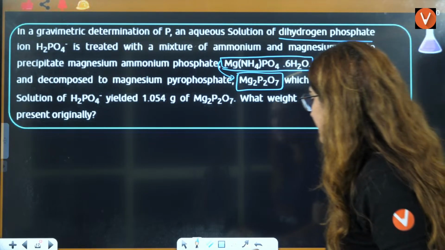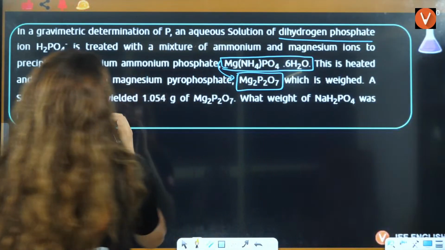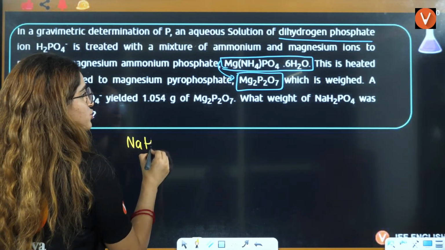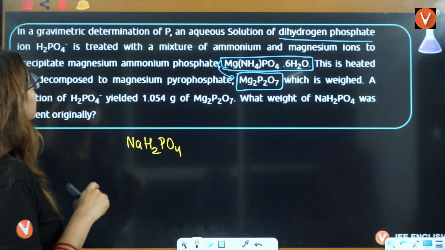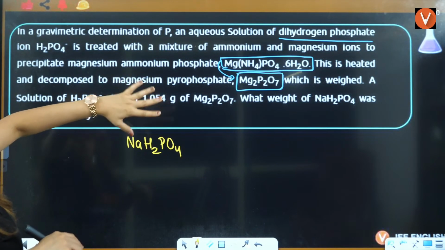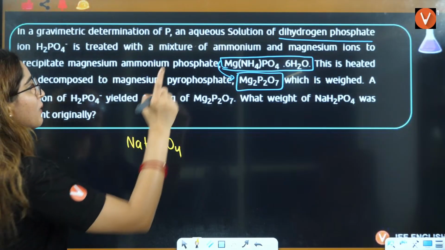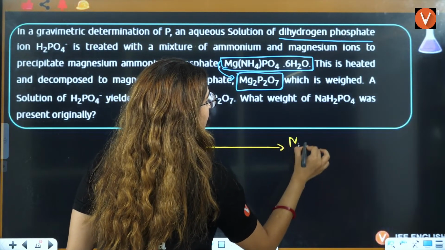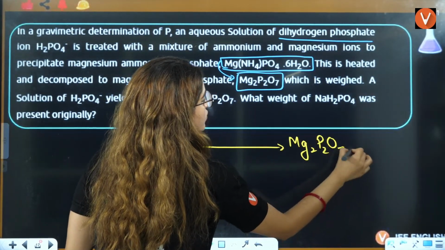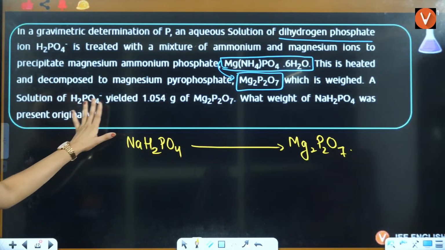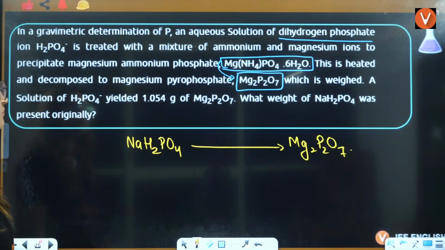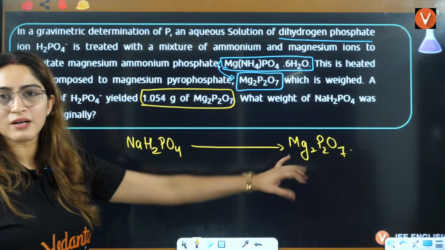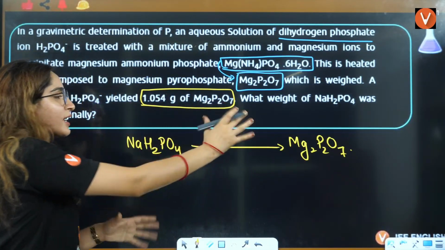Now, what you have to see here is that they are saying that an aqueous solution of dihydrogen phosphate, that is NaH2PO4, right, is treated with a mixture of ammonium and magnesium ions to give this particular compound. This is heated to decompose to magnesium pyrophosphate. That means in the end you have Mg2P2O7, right? A solution of this yielded this much of this. Now the weight of this product is given to you.